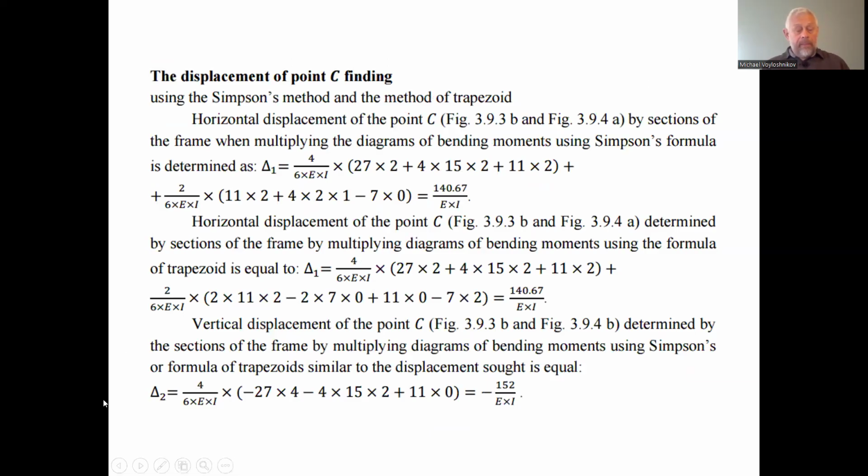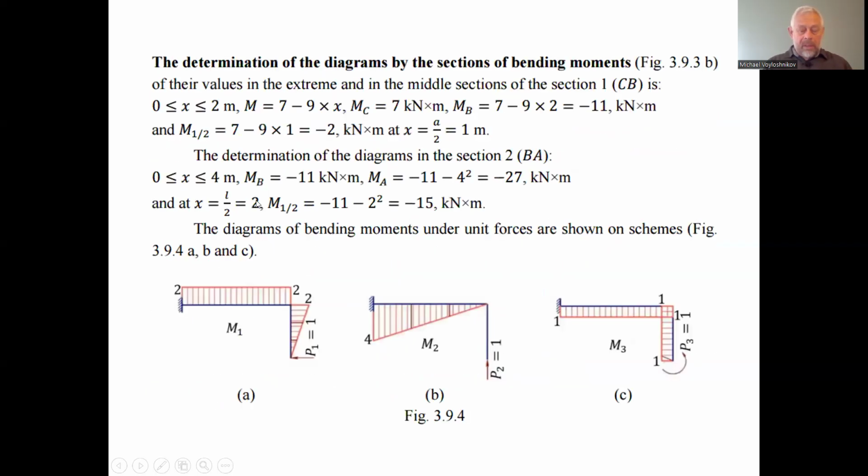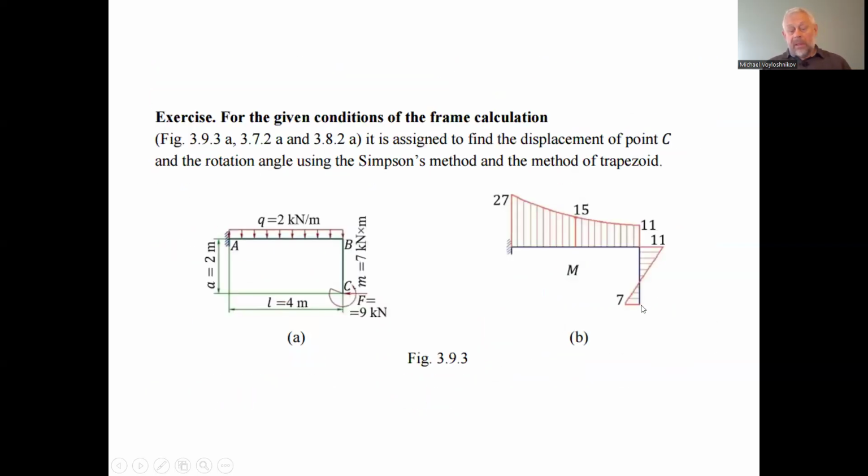Okay, and now we have the second summand. The second summand is for the second element of the mechanical system, BC. The length of the second element is 2 meters. 6 is the factor of the Simpson rule. EI is the elasticity modulus and the moment of inertia of the transverse section of the second element, multiplied by the brackets. In the brackets we have 11 multiplied by 2.